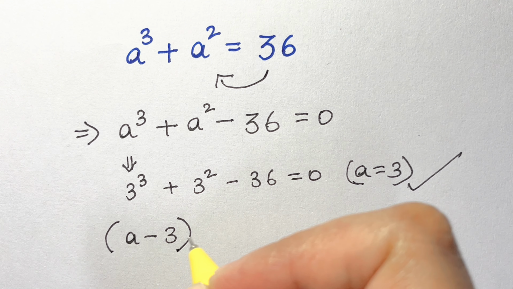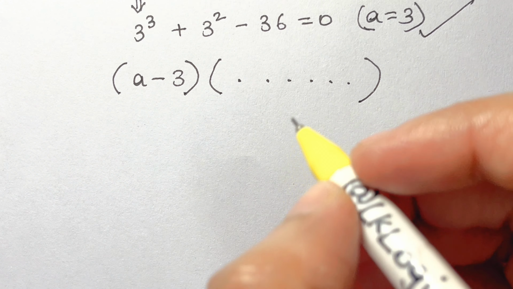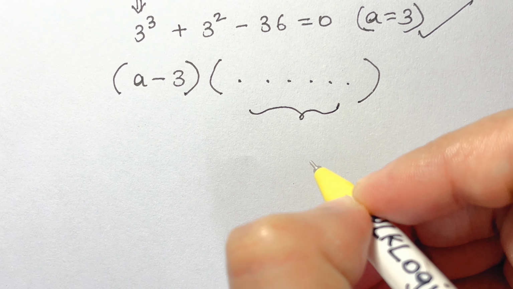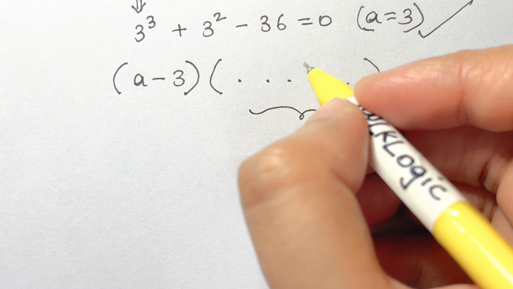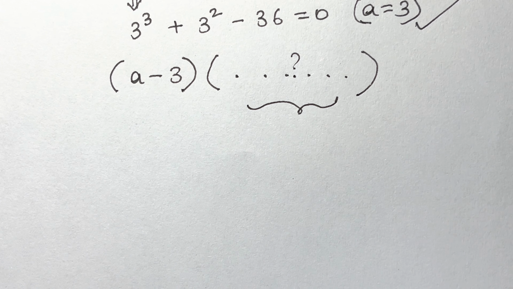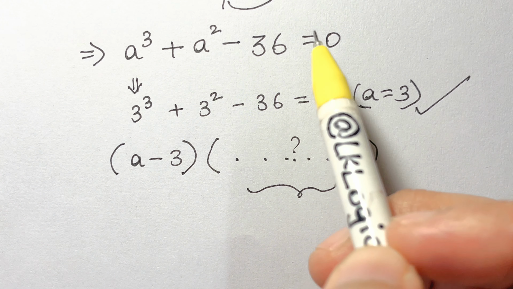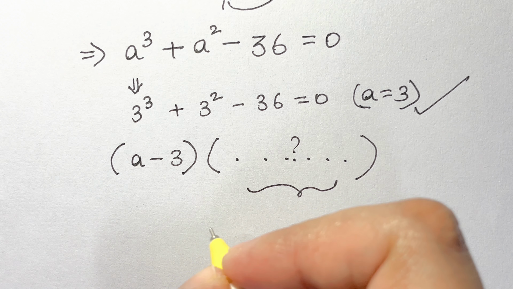And this factor is multiplied by something. And what's that something? We need to find it out. To find that out, you can use the identities method or you can use the long division method. There are multiple ways you can do that. So let's use the long division method.